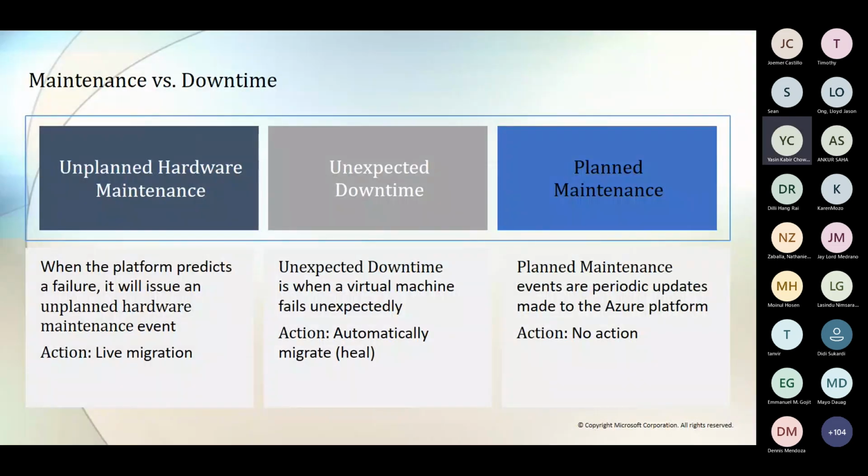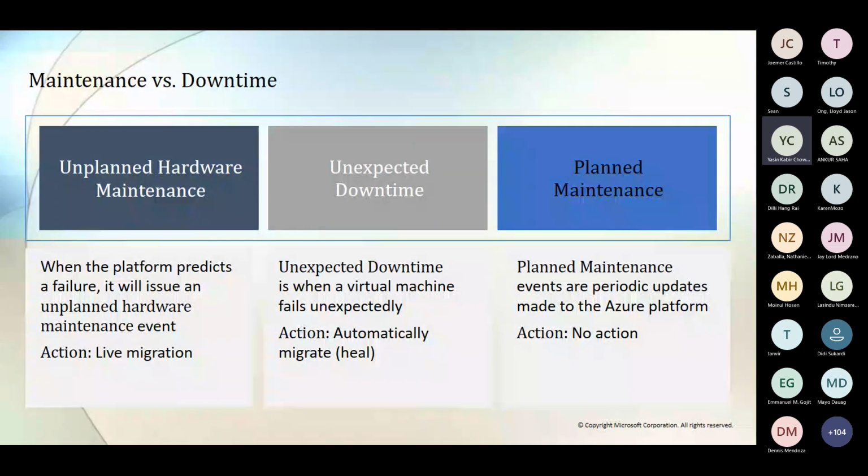These are the scale, maintenance and downtime. What is maintenance versus downtime? There are three types of maintenance and downtime. First, unplanned hardware maintenance. Suppose all of a sudden there is a failure. A system failure can happen anytime. If that happens, there will be a little downtime, and there will be maintenance and live migration. With live migration, the downtime will be very little.